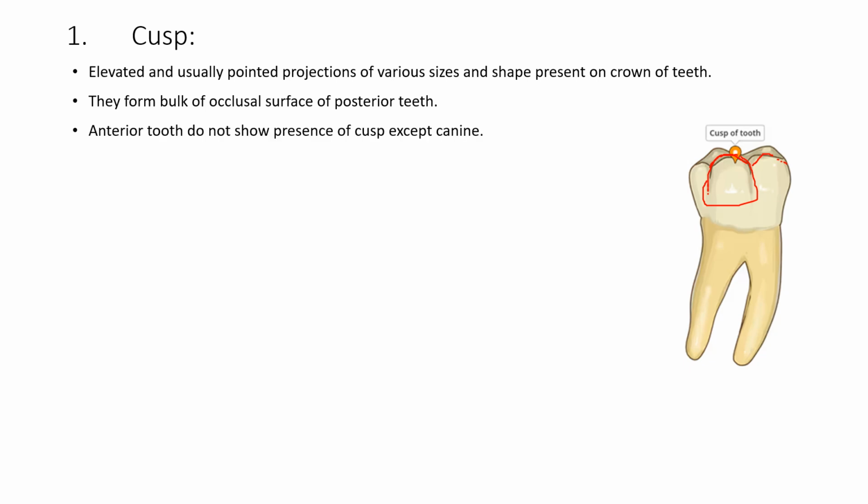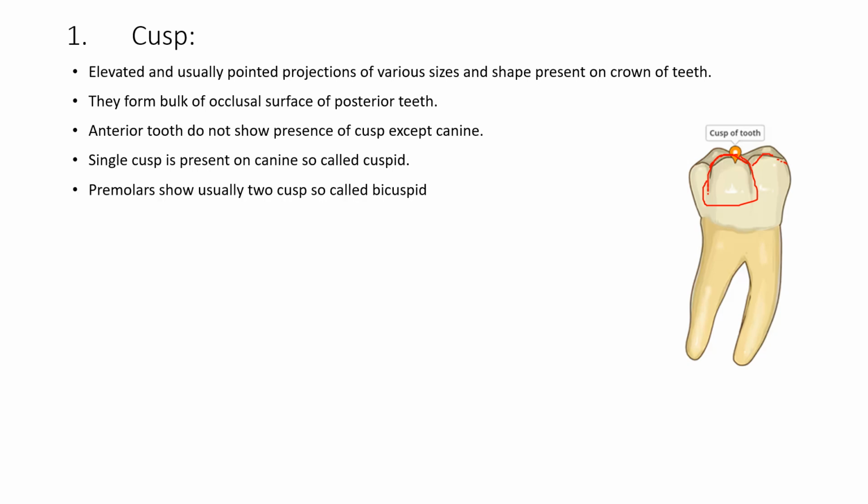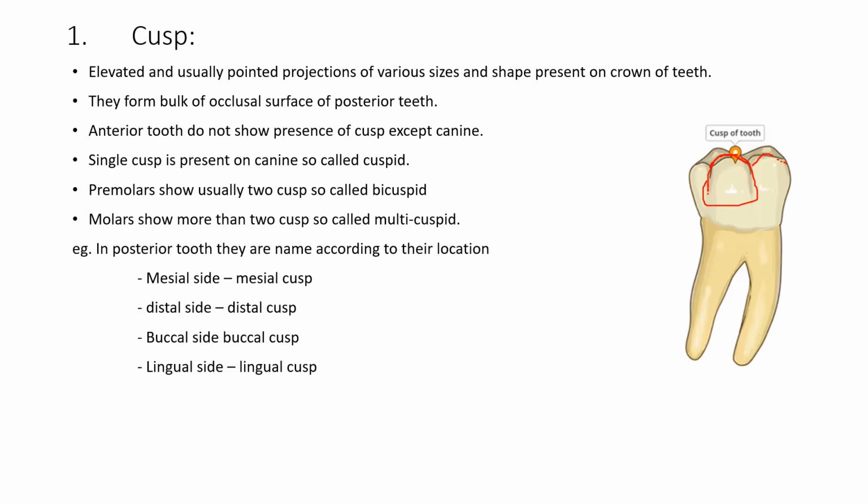Anterior teeth do not show the presence of a cusp except a canine. Only the canine has one single cusp, that is why it is called a cuspid. Otherwise, in the anterior teeth, the lateral and central incisors don't have any cusp. So a single cusp is present on the canine, so it is called a cuspid. Premolars usually show two cusps, so they are called bicuspid. Molars show more than two cusps, so they are called multicuspid.